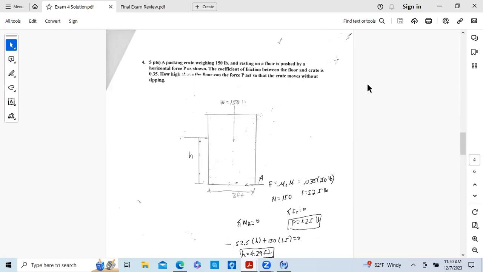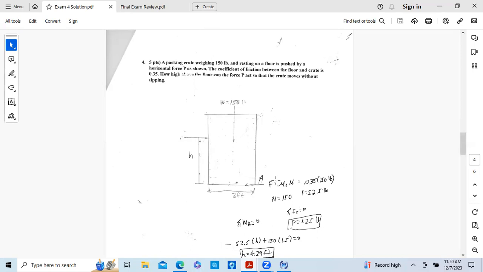This is the 4th problem. This was 5 points. We have a packing crate, 150 pounds. It's resting on a floor. We have a horizontal force P pushing this. This is P here, at some height H above the floor, the contact surface of the floor with the crate. We want to know how high this force is, what is H, so that the crate will move without tipping.